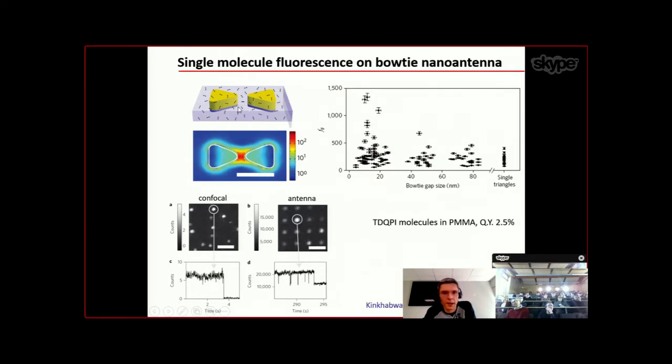And in some antennas, there will be one located in the gap. And here you have all the experimental results. So this is the fluorescence enhancement for different antennas. As you can see, there's a broad dispersion of experiments because there is no control on the position of a molecule and no control on the orientation of a molecule.